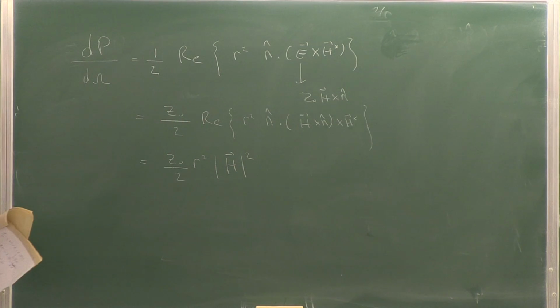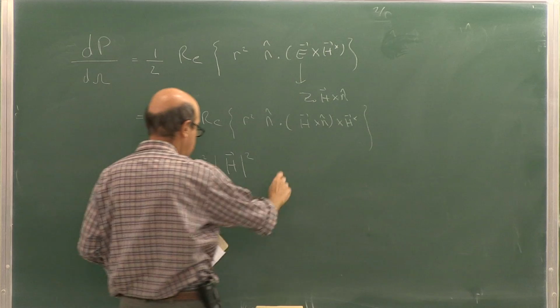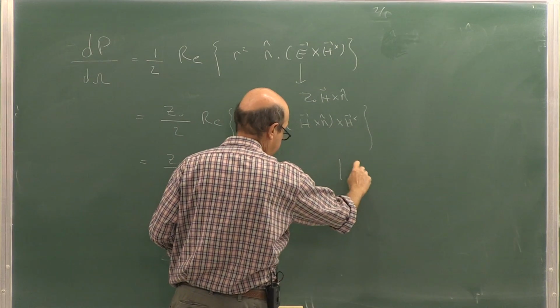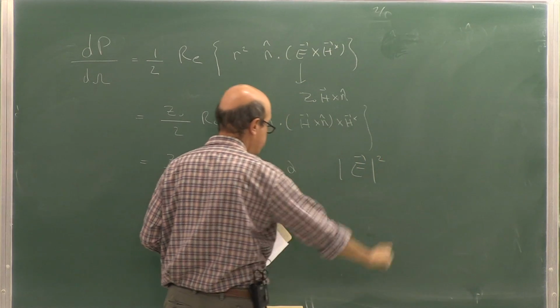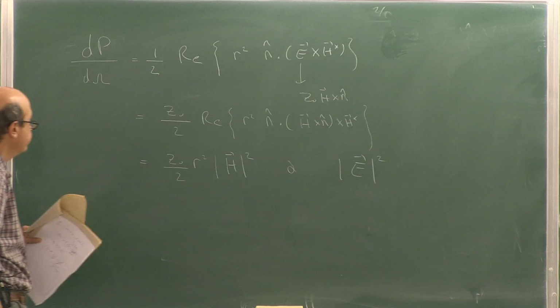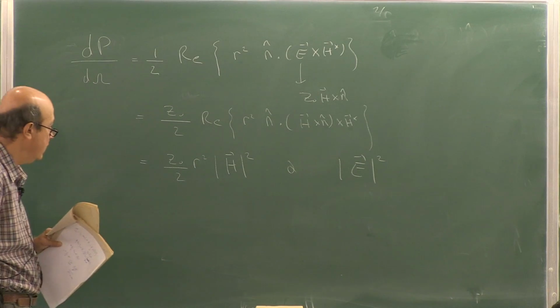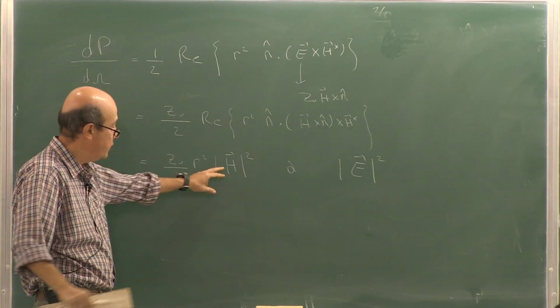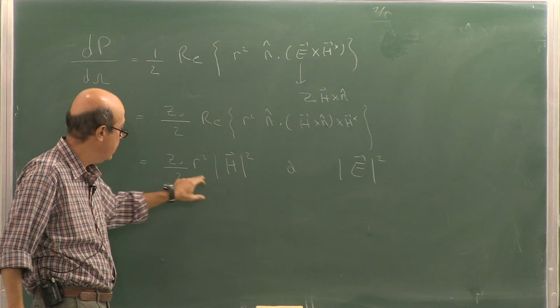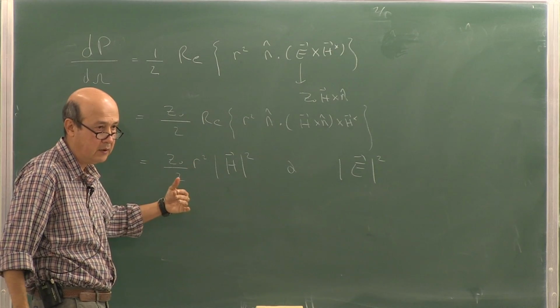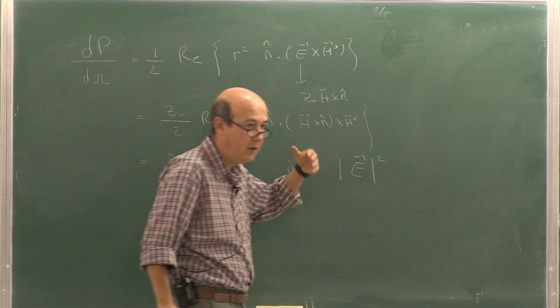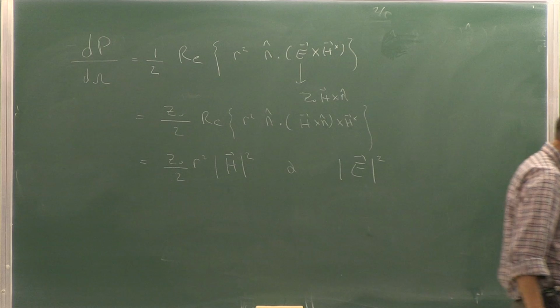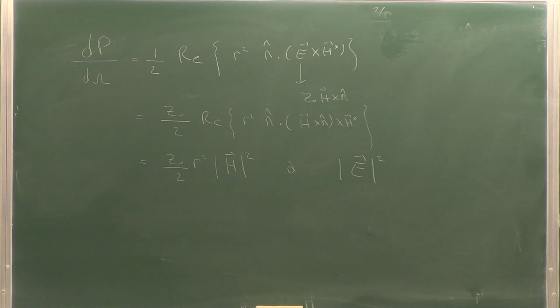You can write the same thing with the electric field also. You can find the same result in terms of the electric field. So this is the power emitted per solid angle. But H squared goes as 1/r squared, and you have R squared, so that will cancel out. That means that the emitted power per solid angle could be observed at any distance.